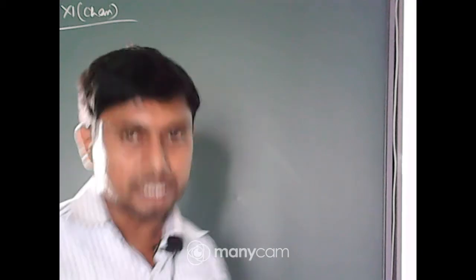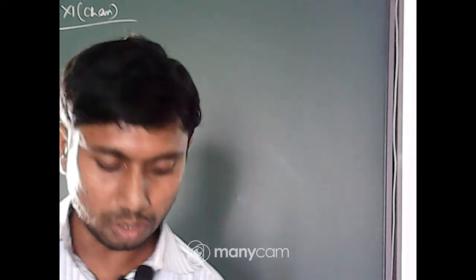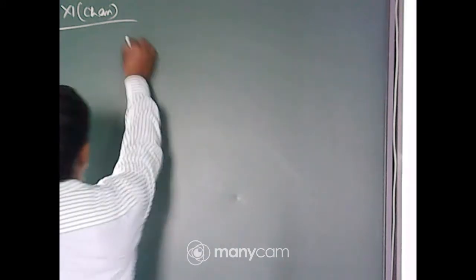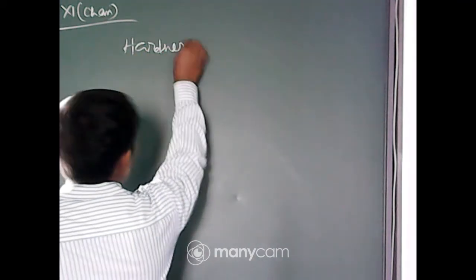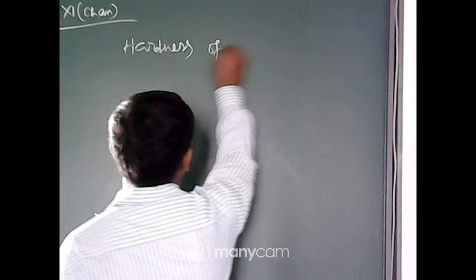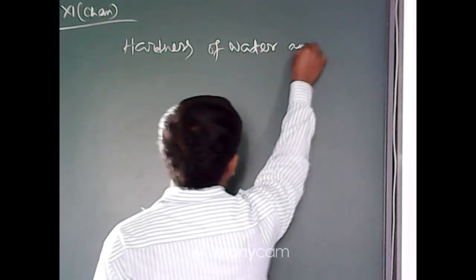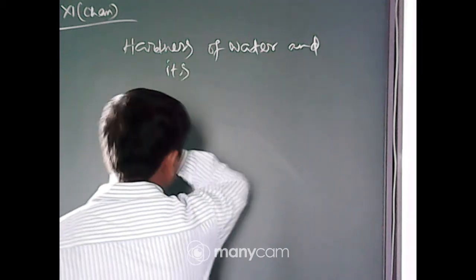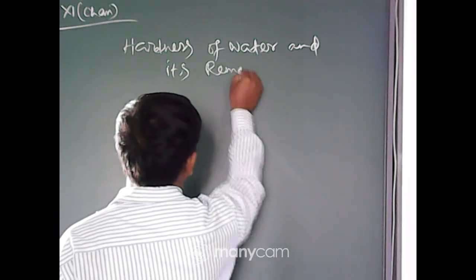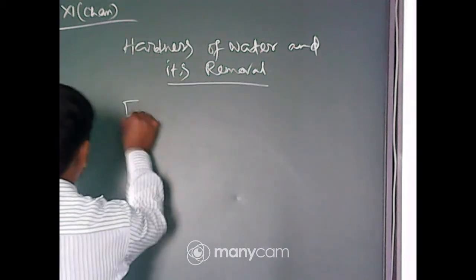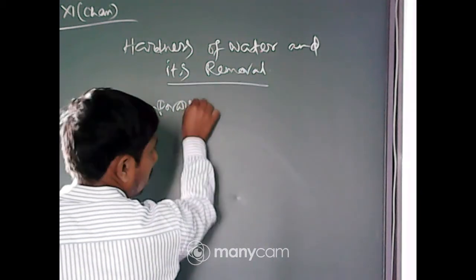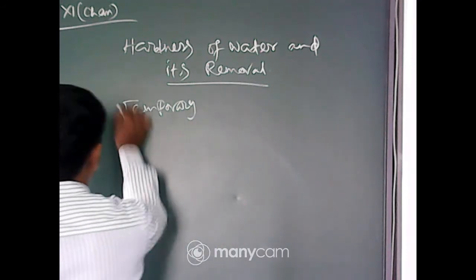So how many types of hardness are there? You can tell it easily. How many types of hardness are there for water? Yes, hardness of water and its removal. I have started this portion. Temporary hardness, and permanent.